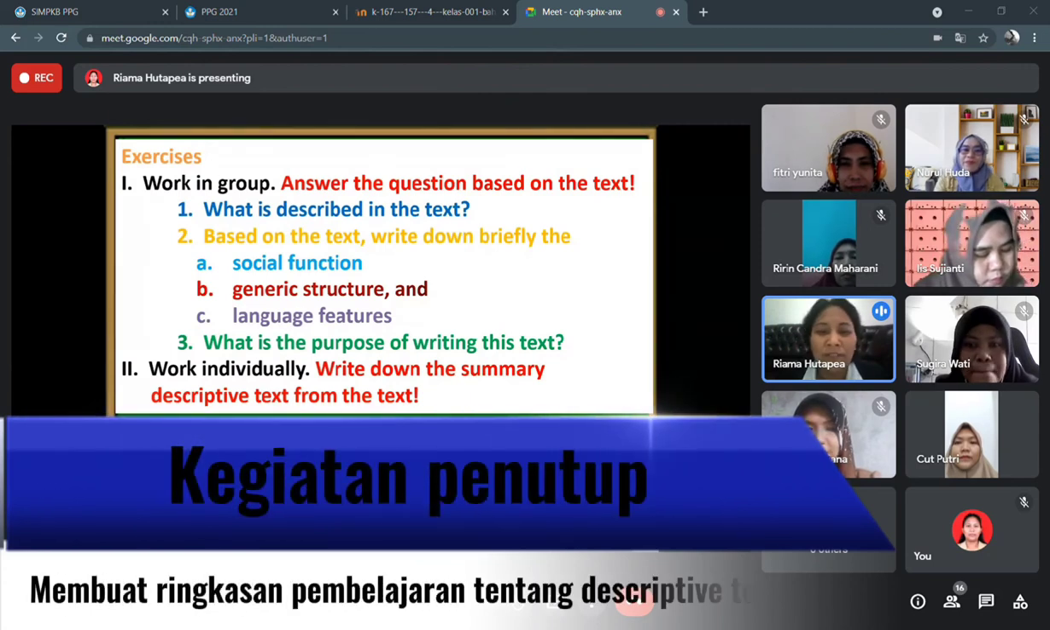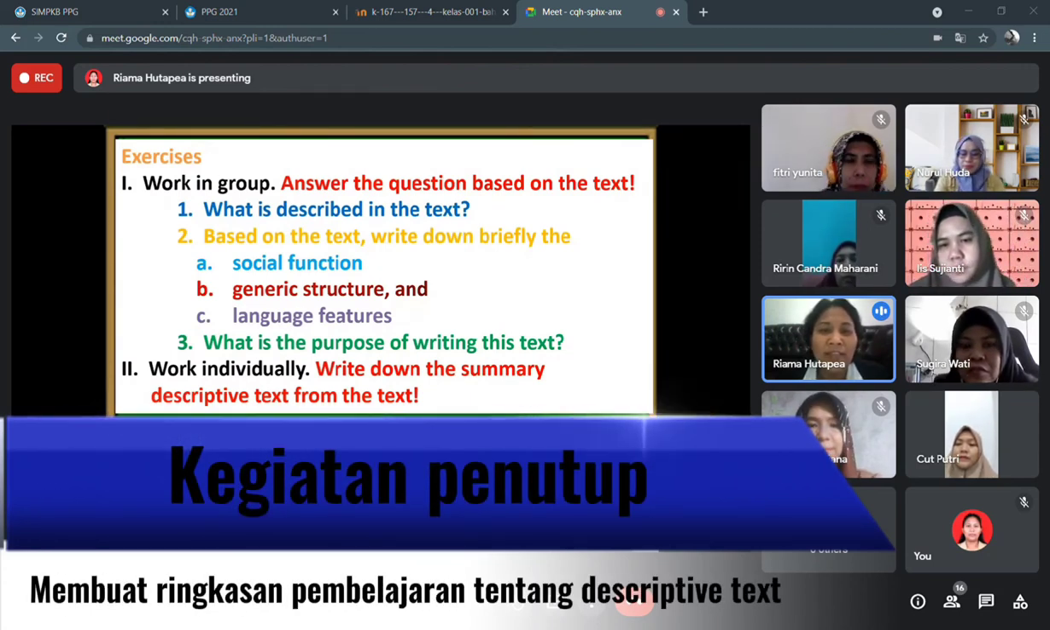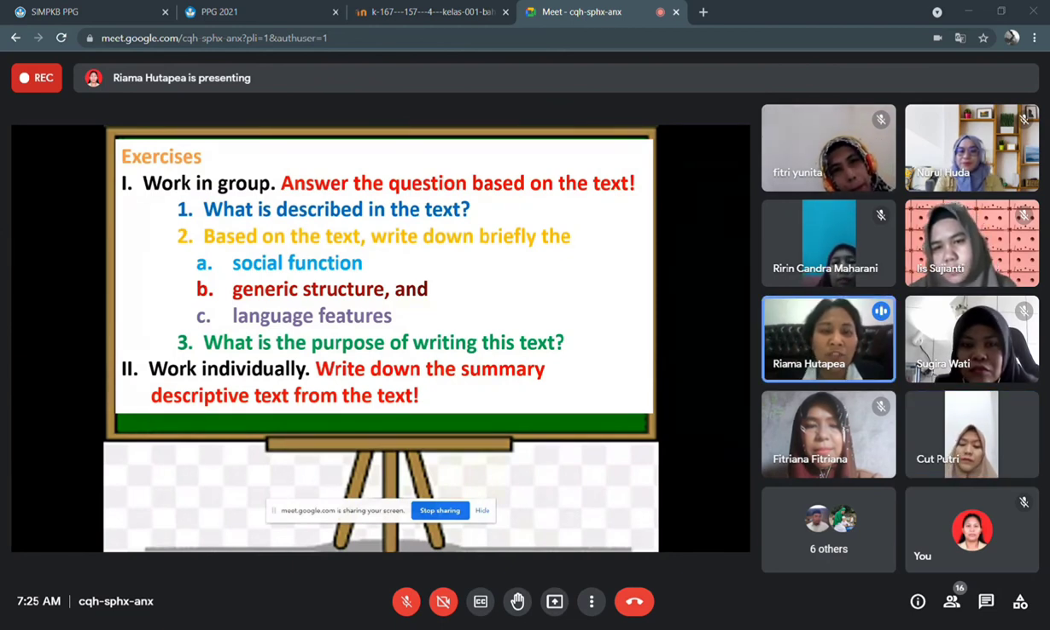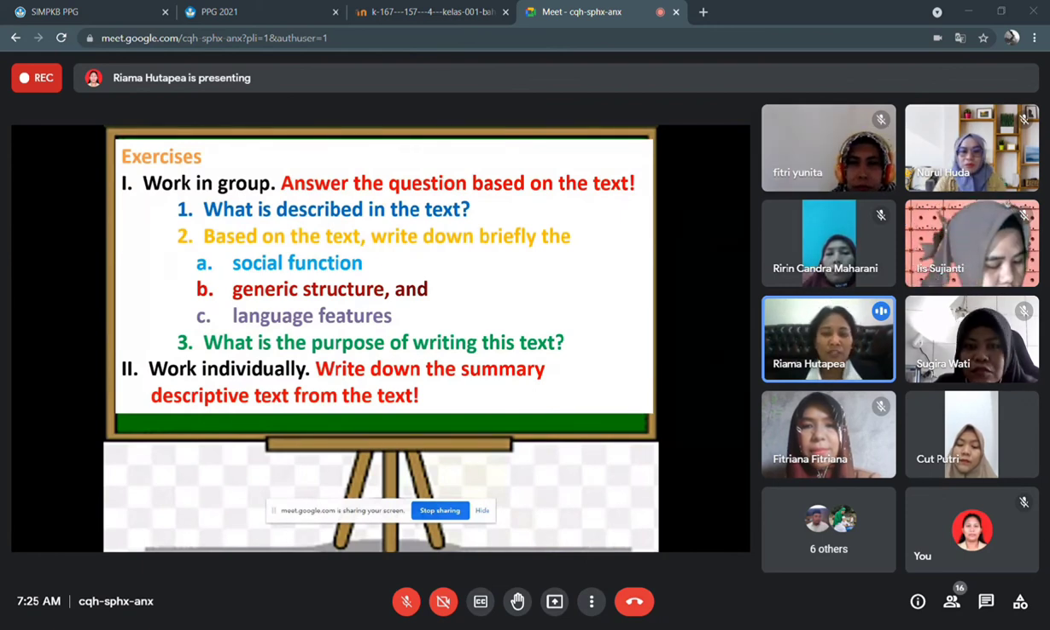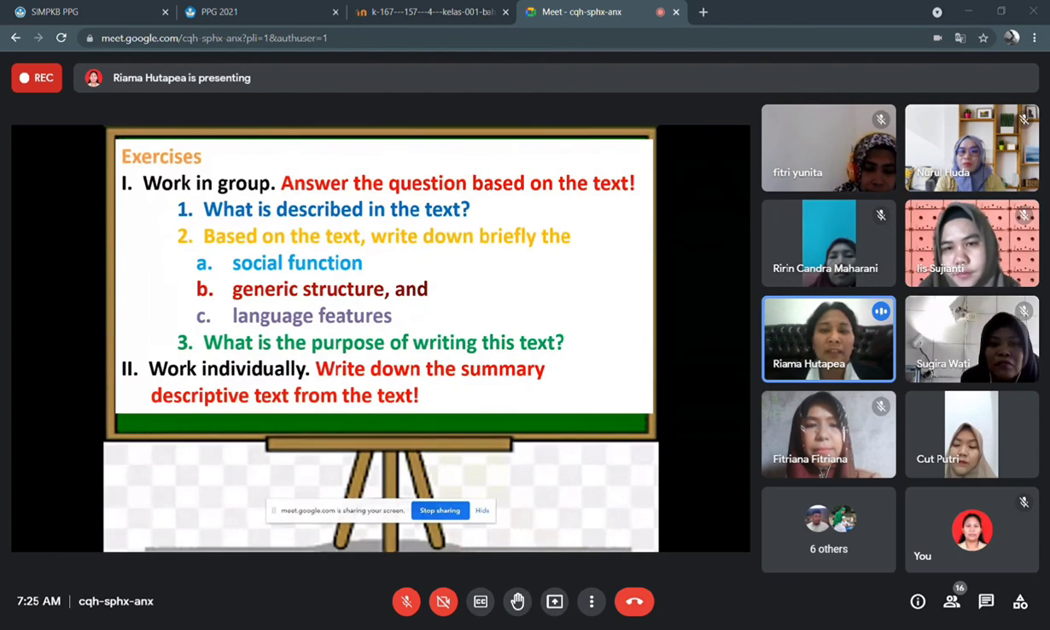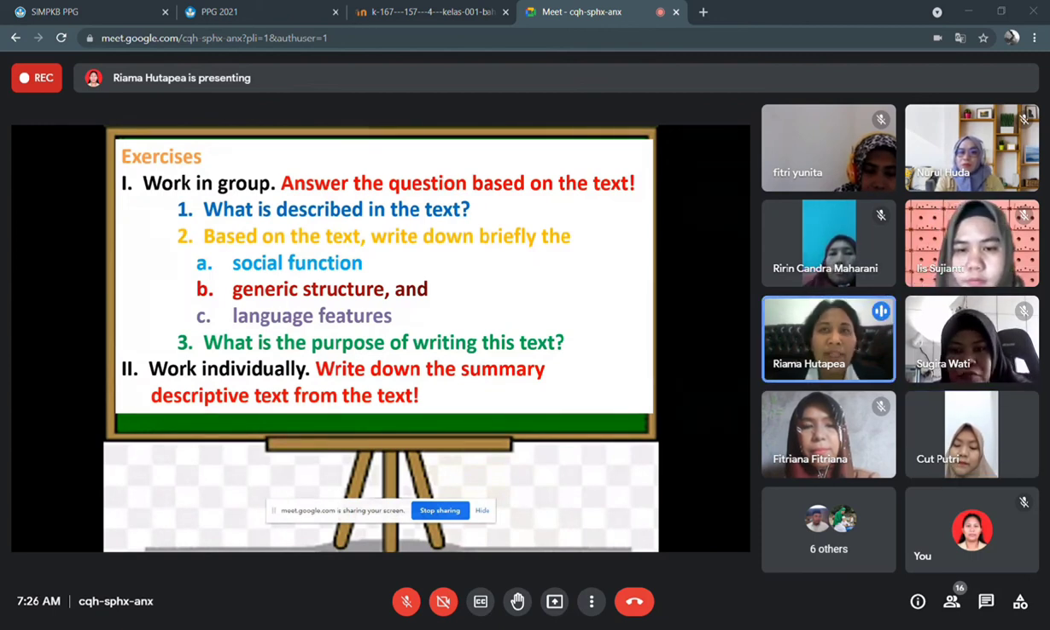Now we conclude our meeting today. I hope you can describe the text and you can say the social function, generic structure, language features, and the purpose of the text. And you can make a summary, ambil dari each paragraph. Good job, students, for today. Okay, I think that is about our topic, descriptive text. We conclude descriptive text is to describe a person, animal, or place and thing. But for this case, we just describe a place, Lake Toba. Okay, I think that's all for today's lesson.